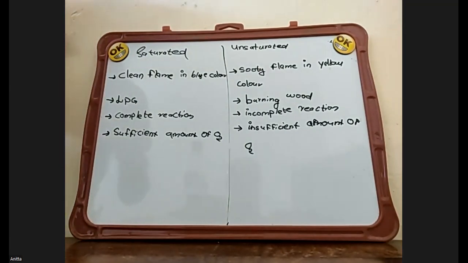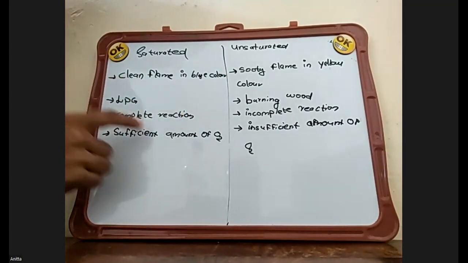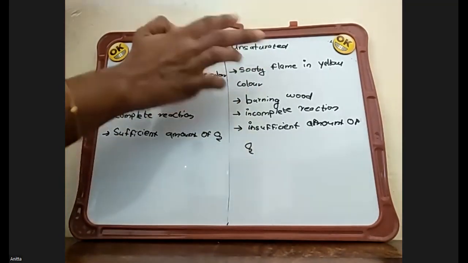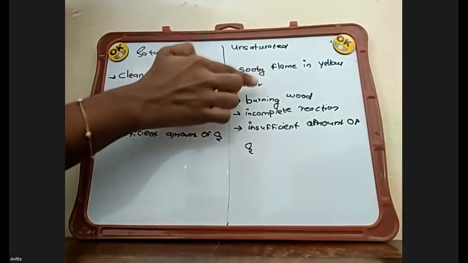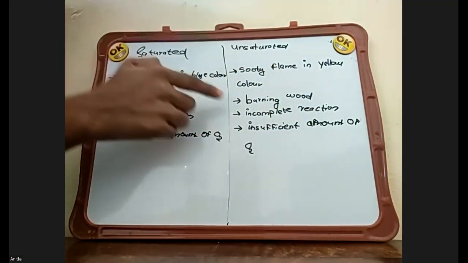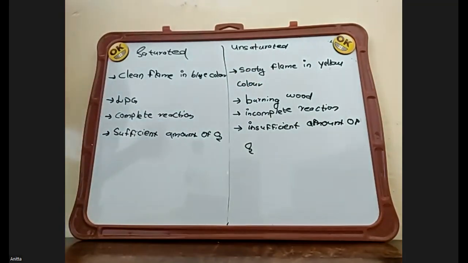Saturated: a clean flame in blue color, example LPG, complete reaction and also a sufficient amount of oxygen. In the unsaturated condition, a sooty flame in yellow color, example burning wood, an incomplete reaction, and an insufficient amount of oxygen.